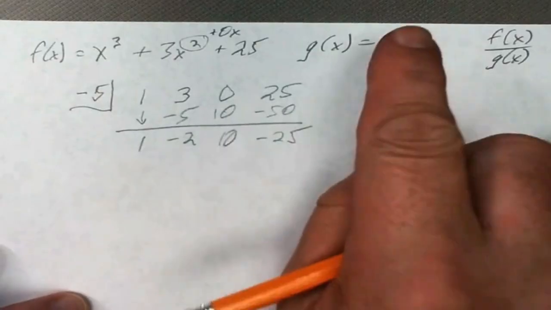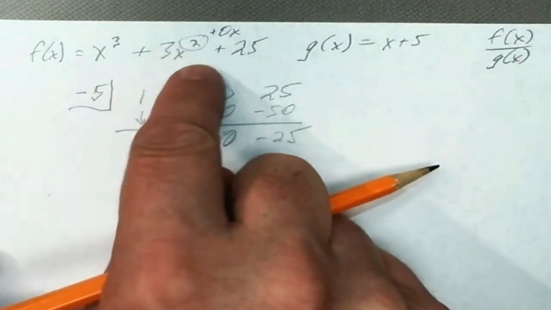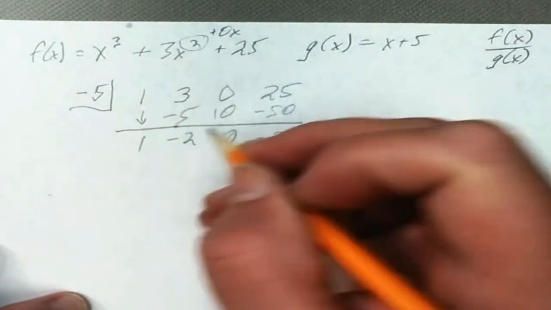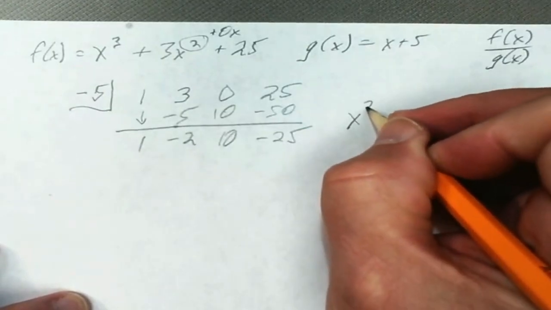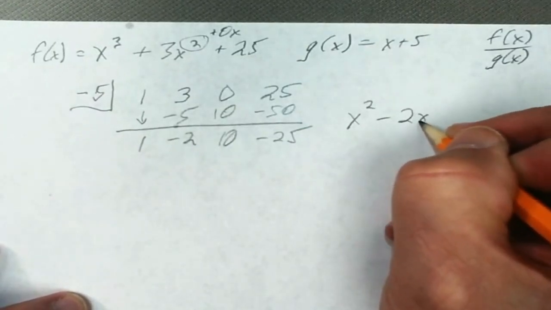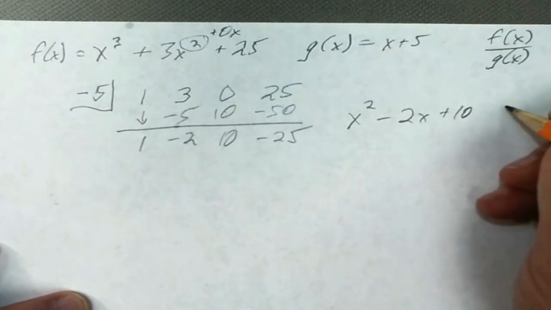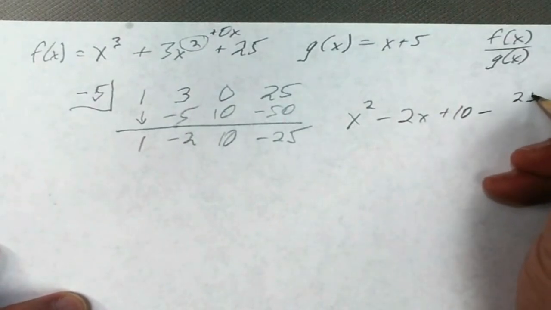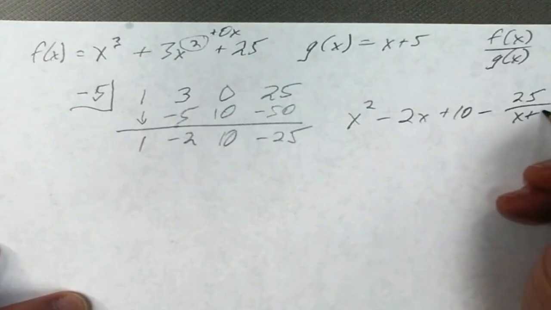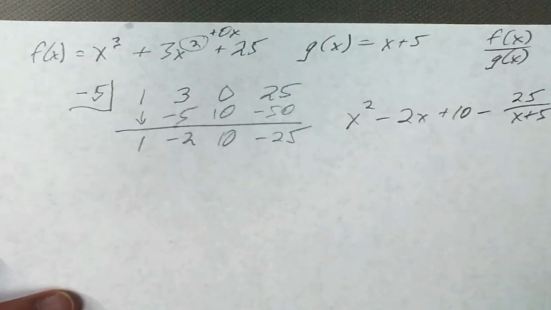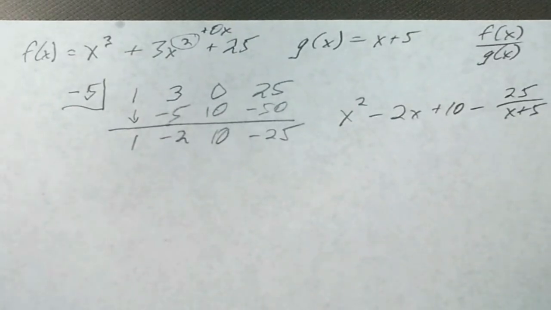So when we divide x plus 5 into x to the third plus 3x squared plus 25, our answer is x squared minus 2x plus 10 minus 25 over x plus 5.